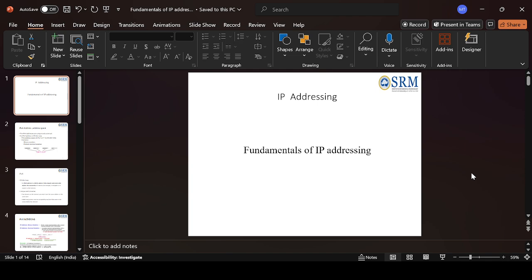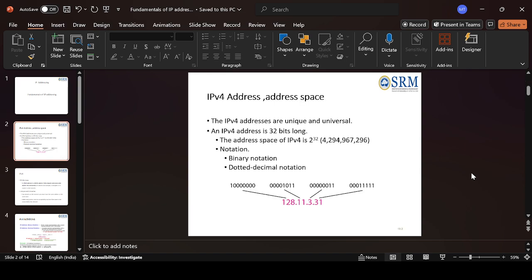Hello everyone. In today's lecture, we're going to see the fundamentals of IP addressing. IP addresses are unique and universal. The size of an IP address is 32 bits long. Since the size is 32 bits, the address space IPv4 occupies is 2 power 32.